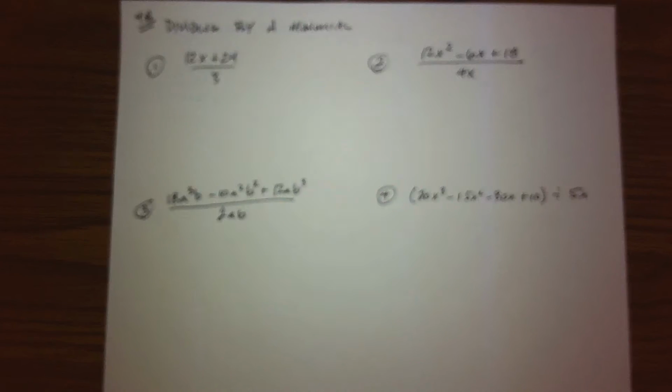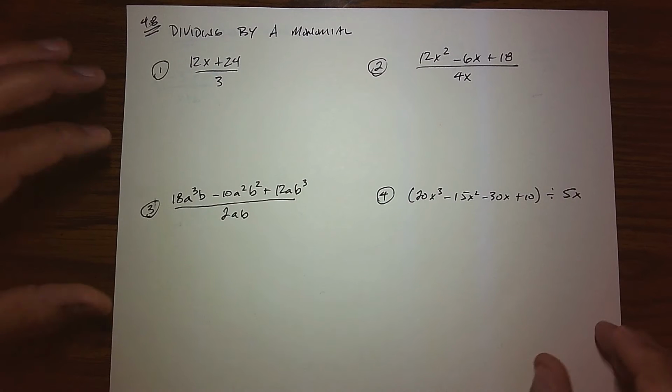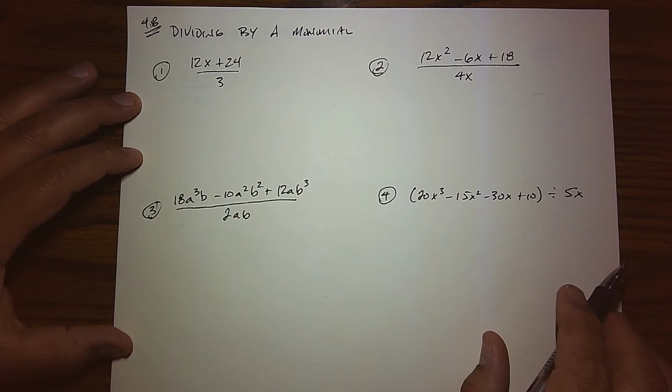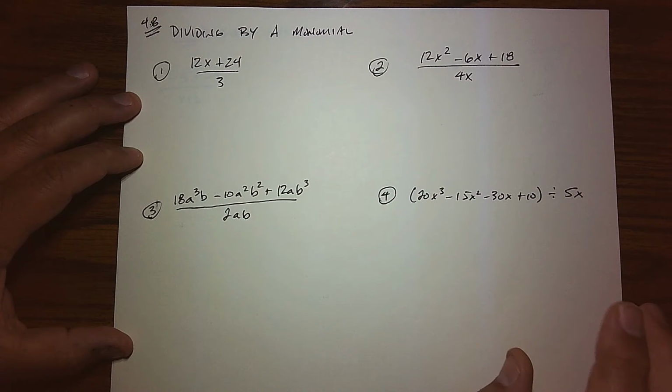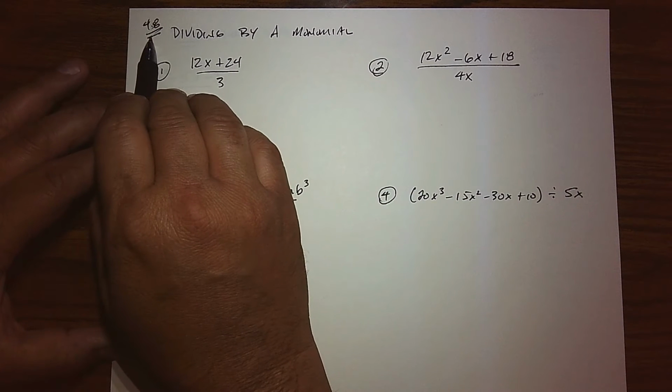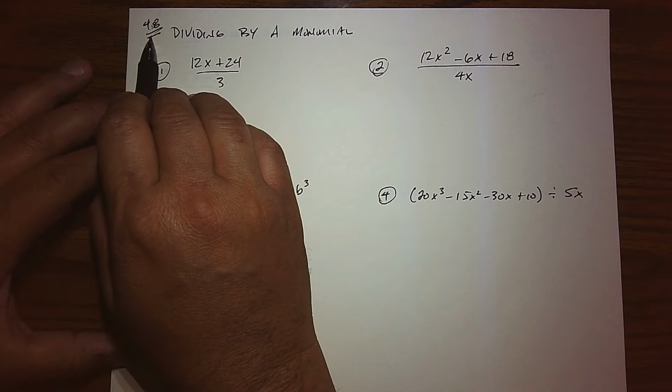Okay, so the last remaining operation that we can do with polynomials is to divide them. We've learned how to add them, subtract them, and multiply, but we've left division for last. So for 4.8, that's what we're going to address. And kind of like multiplication, we're going to break it up into two categories.